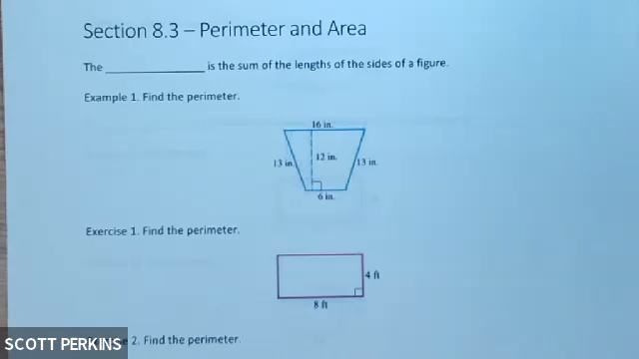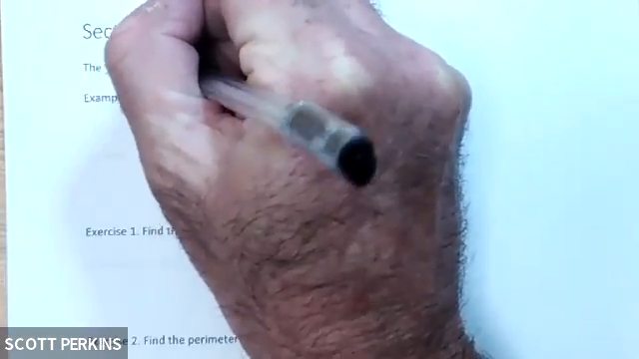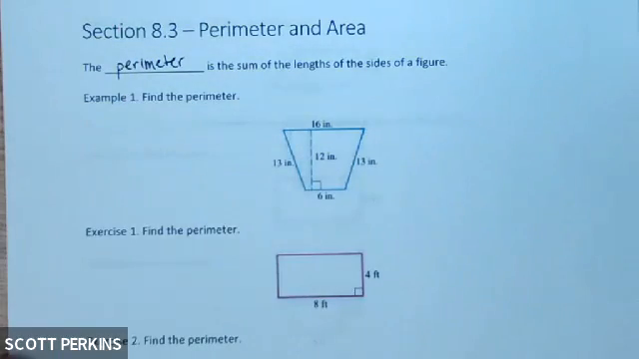Now, I am not for memorizing formulas when I do not have to memorize a formula. So for perimeter, I'm not going to give you any formula. You probably had a teacher at some point that gave you a formula for the perimeter of a rectangle or something. There is no need for it, because the perimeter of any figure is simply the sum of the lengths of the sides of that figure.